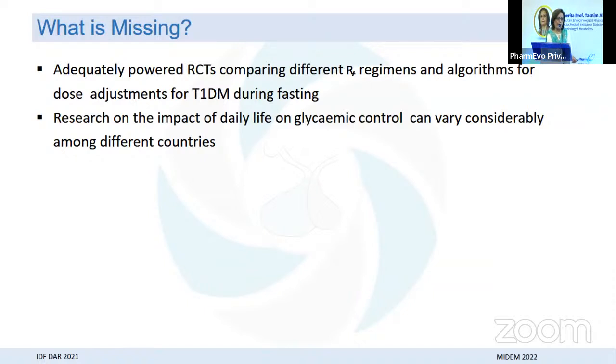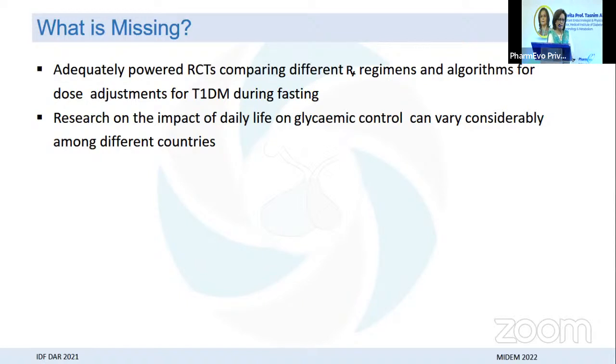Research on the impact of daily life on glycemic control can vary considerably among different countries for the reasons that I've already talked about. So in this MENA region, we have all the rich Arab countries, and we have some very good healthcare system countries like Iraq, Iran. And then I think we are the poorest people there, other than Algeria, I think. So the poorest country with the weakest healthcare system.